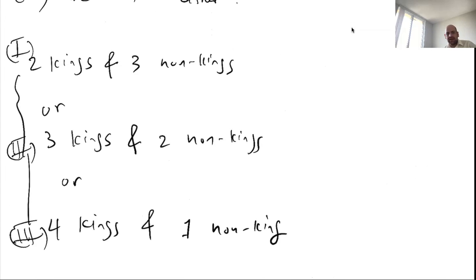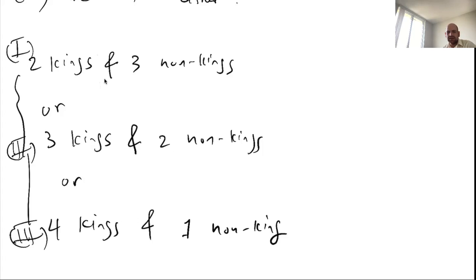So I have 3 sets. First one you can denote with 2 kings, 3 non-kings, then 3 kings, 2 non-kings, and 4 kings, 1 non-king. So there's OR between them, which means there's a union. So I want to count the number of elements in this set union this set union this set. As long as these 3 sets are pairwise disjoint, meaning that between any 2 of them there is no intersection, then the number of elements in the union is simply the addition of the number of elements in each set.